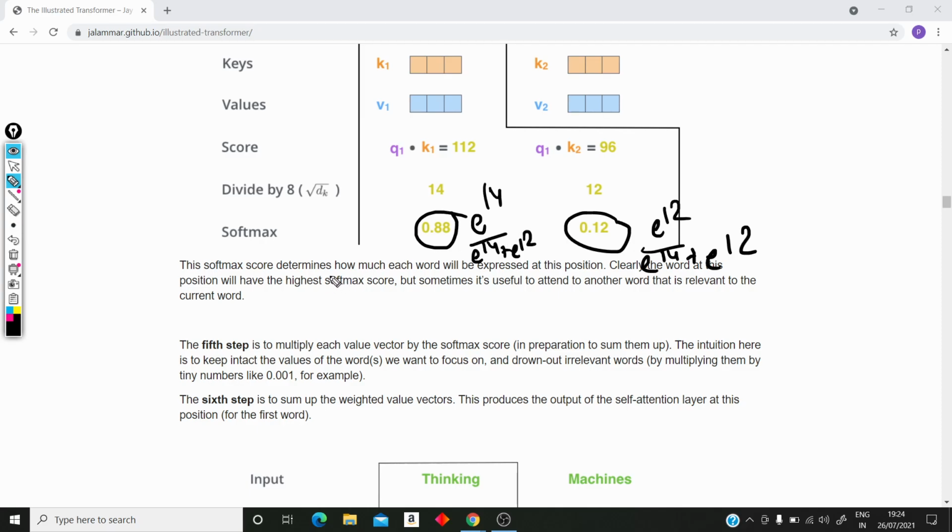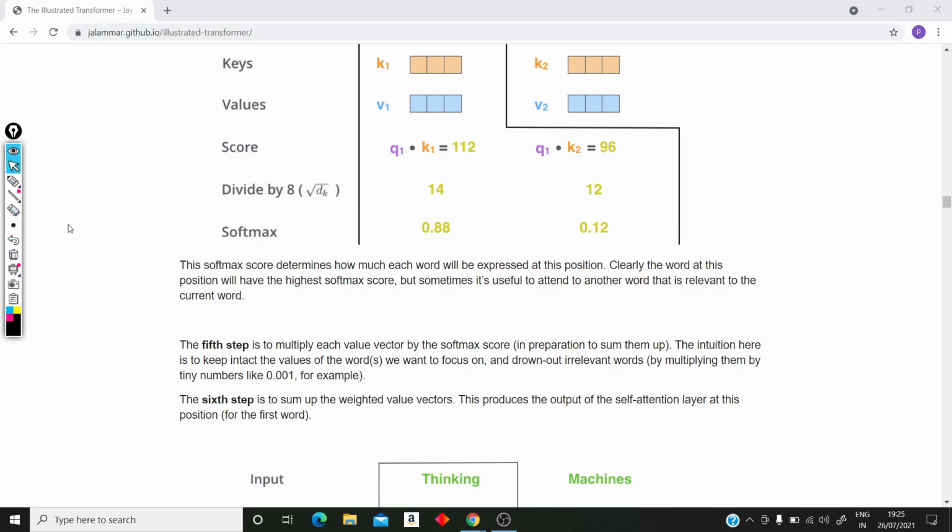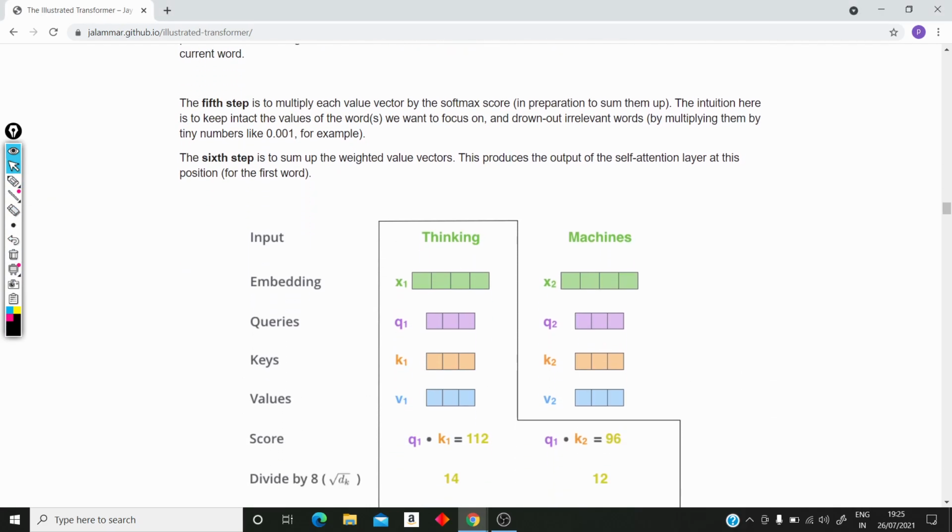So the softmax score determines how much each word will be expressed at this position. Clearly the word at this position will have the highest softmax score, but sometimes it is useful to attend to another word that is relevant to the current word. We'll see what this means in detail. So firstly, let's go to the next step.